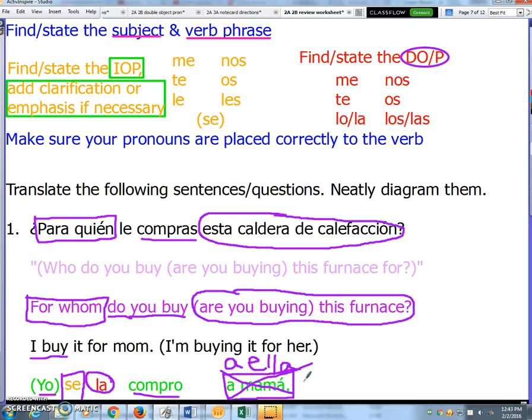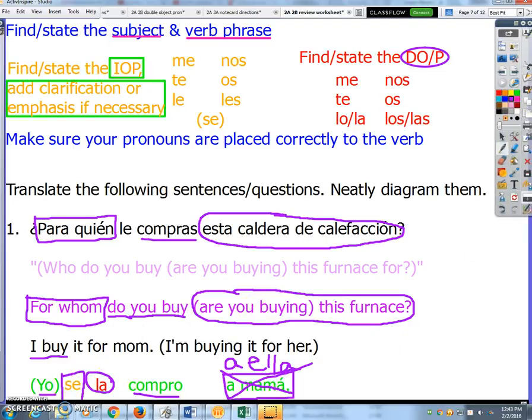Now keep in mind on the quiz, you are not going to have to write a sentence with two object pronouns, but you should be able to read them and understand what they're saying. So I buy it for her. And that's number one. Let's look at number two.